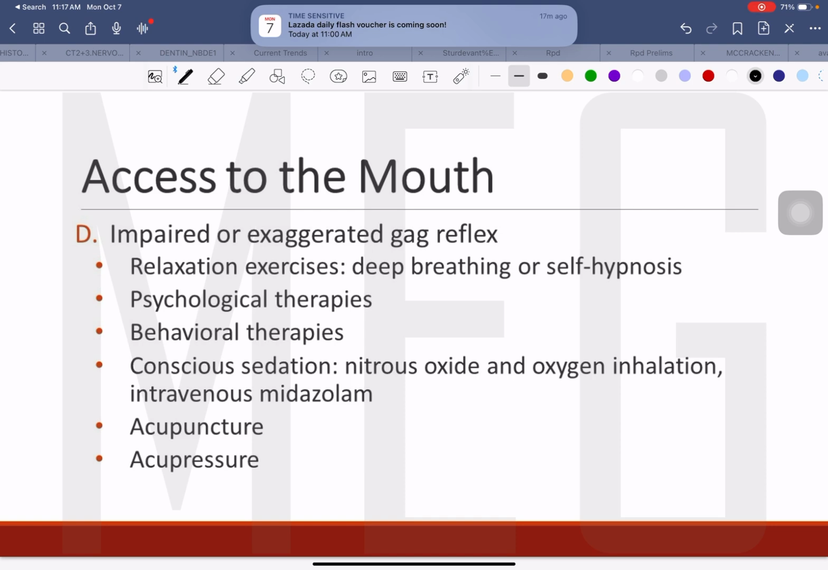But how will you know if it is just an exaggerated gag reflex or just a false gag reflex? Especially for patients with autism spectrum disorder. They realize that when you put something inside their mouth and they gag, you immediately take it out. So it is one way they devised that if I do that, they will not put it in my mouth. So even if nothing is being done, they do that. So that is one way of assessing whether they really have an exaggerated gag reflex.